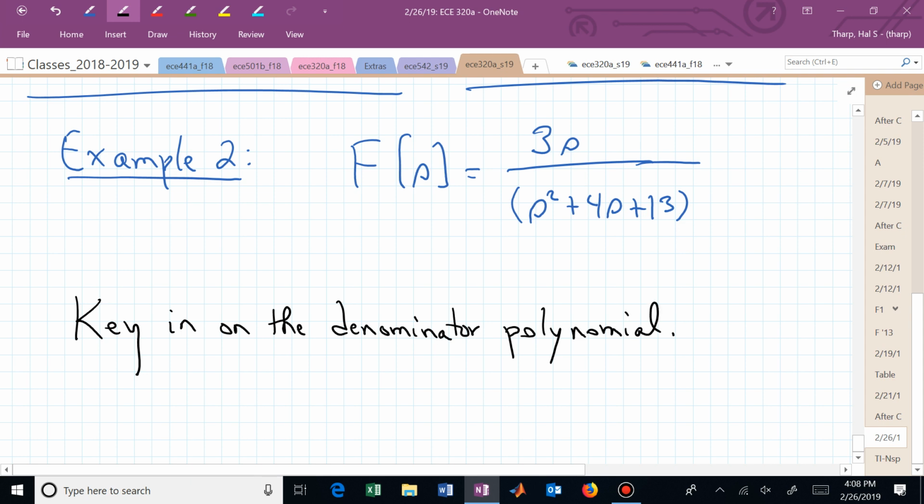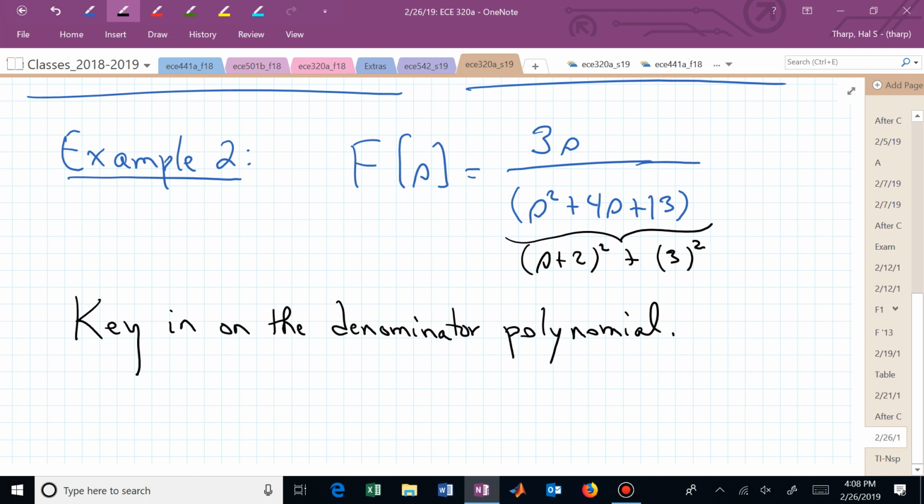polynomial. And maybe it's just instinctive that you see that denominator can actually be rewritten as s plus 2 squared plus 3 squared. Did that just pop out at you? That's the first thing you saw, wasn't it?